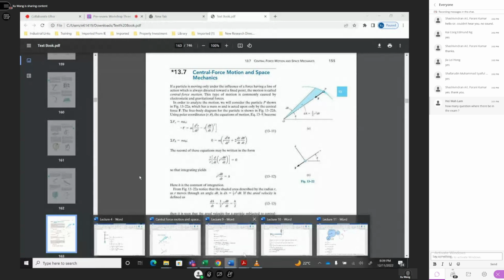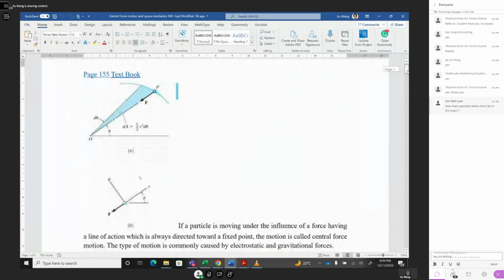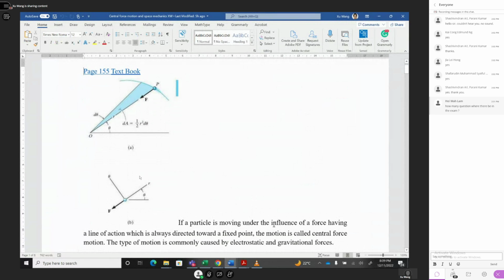The definition is: if a particle is moving under the influence of a force having a line of action which always points to a fixed point O, the motion is called central force motion. This type of motion is commonly caused by electrostatic or gravitational force. For example, this is a satellite and this is Earth, or this is a planet and this is the Sun, or one electron and another electron.